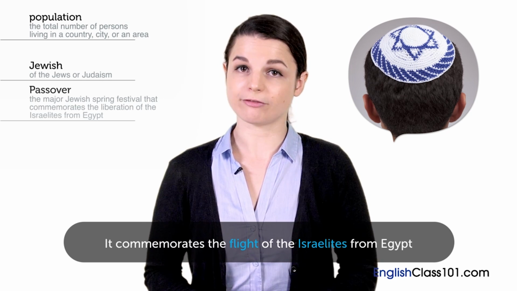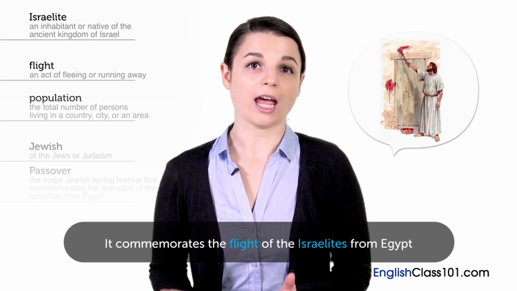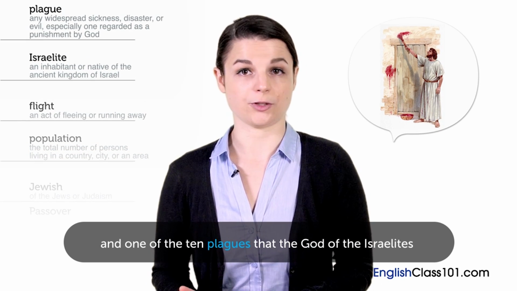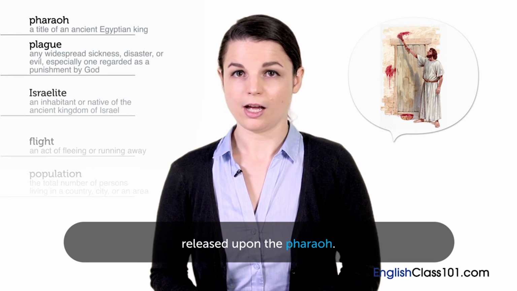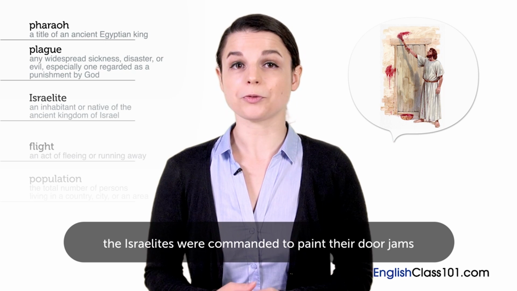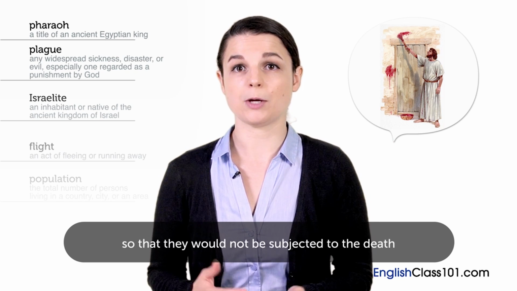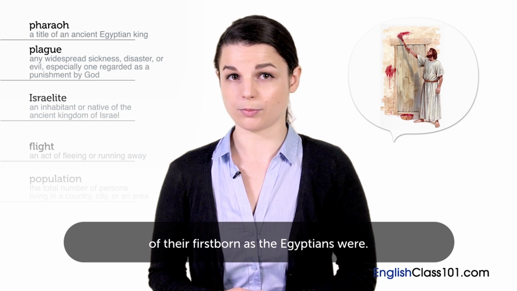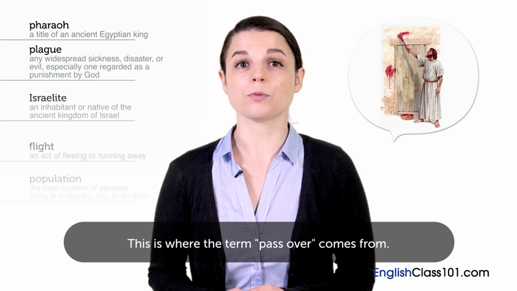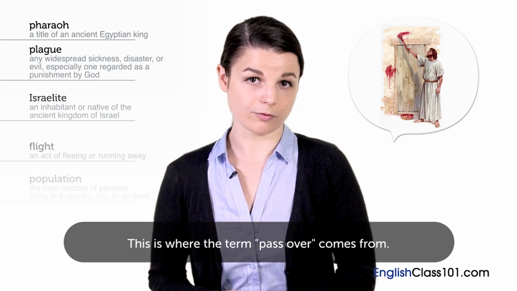It commemorates the flight of the Israelites from Egypt and one of the 10 plagues that the God of the Israelites released upon the Pharaoh. According to the tradition, the Israelites were commanded to paint their door jambs with the blood of a spring lamb so that they would not be subjected to the death of their firstborn as the Egyptians were. This is where the term Passover comes from.